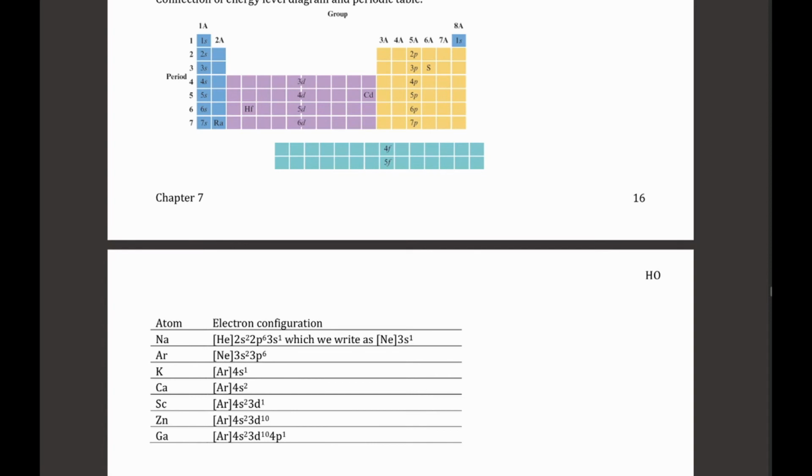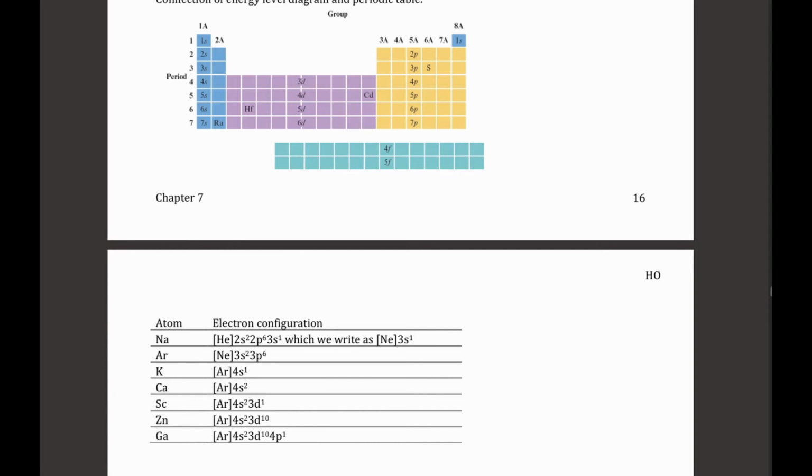Calcium, all of the elements in the beryllium, magnesium, calcium, etc. column, the 2A column, they all have their outermost s electrons in the row they are in, s, and then 2 of them. So calcium, electron configuration argon, and then 4s2. Now we come to scandium.